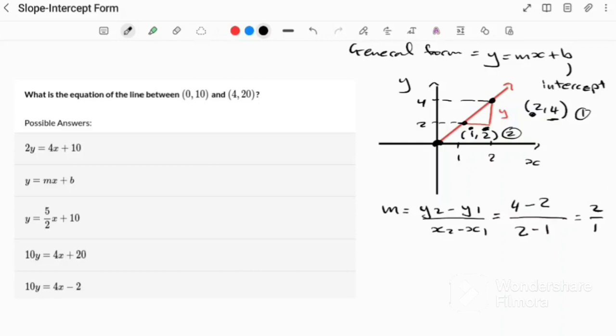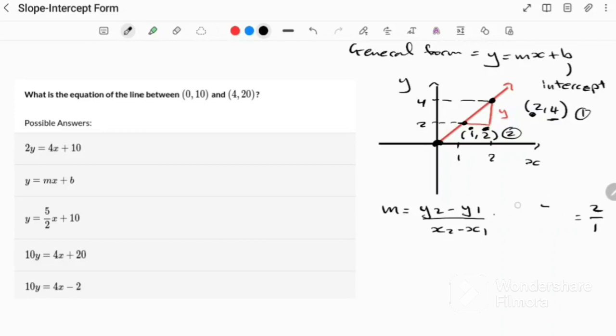This is all you need to know to solve slope-intercept questions. You need to know the general form, which is y is equal to mx plus b. You need to know the formula for m, which is y2 minus y1 over x2 minus x1. You need to know the intercept, which is where the line touches the y-axis. And y and x are variables. They are any point on the line.